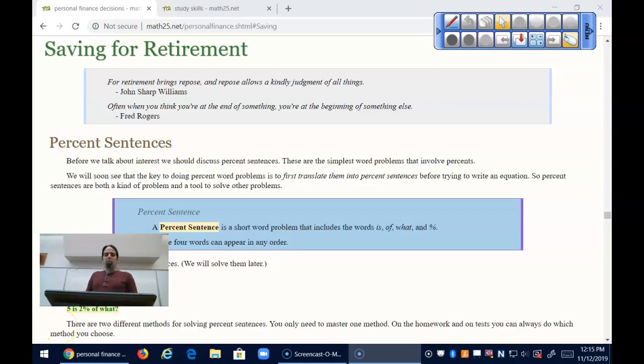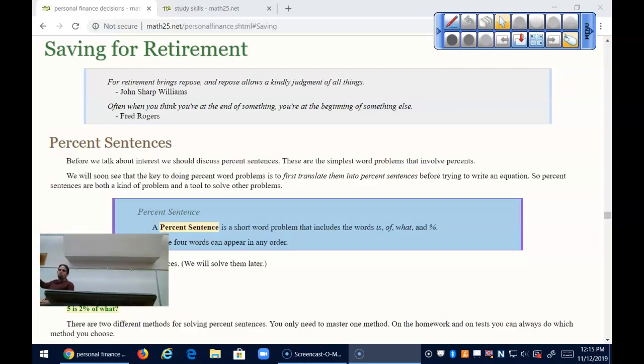Okay, welcome to week 7. We're going to start by reviewing saving for retirement, and hopefully this will be good. Some people were having funny attendance last week because of colds and kids having colds and things, so we're all here. This is good. We talked about percent sentences.